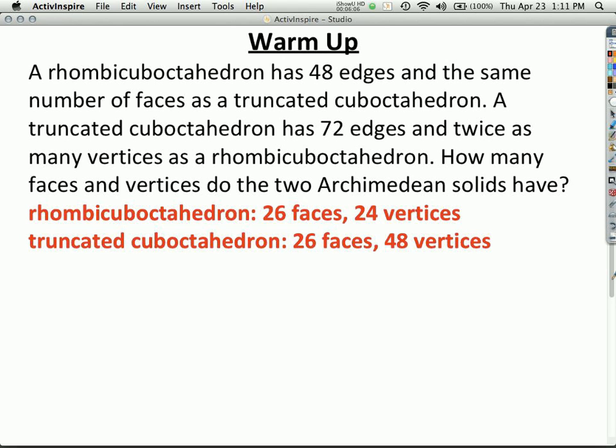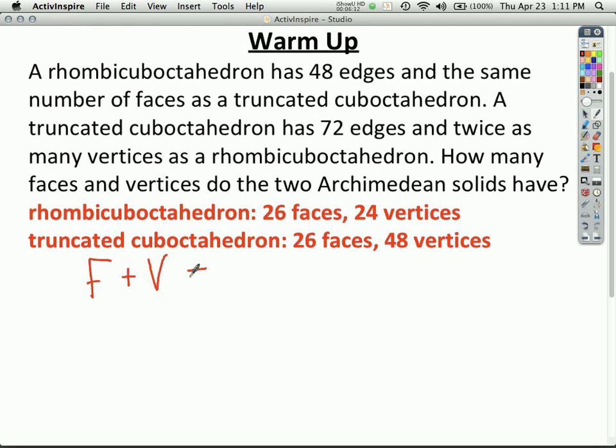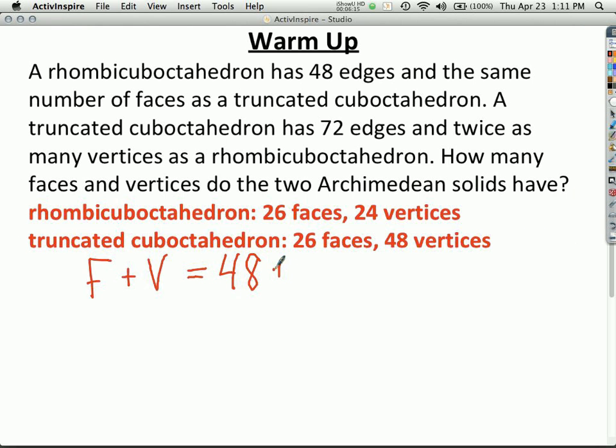F plus V equals 48 plus 2. And do you remember the name of that equation, what it's called? Yeah, it's Euler's theorem. Nicely done. So we set that up because that's what we're told for the rhombic cuboctahedron. That's 48 edges. That's it. That's all we know. We don't know the faces and the vertices.